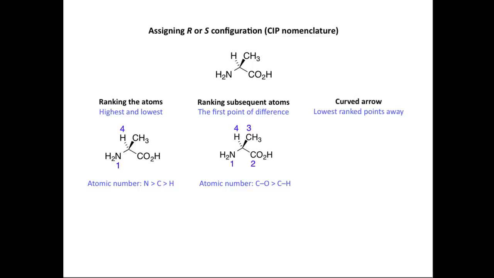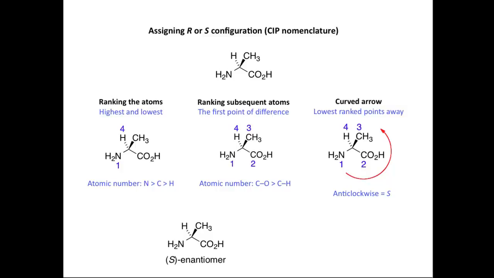All that remains now is to draw a curved arrow from the first to the second to the third priority group, but ensuring that the lowest priority group points away from us, which indeed it does in this particular case. So here is my curved arrow, and as you can see, the arrow is going anti-clockwise. As a consequence of that, this is the S enantiomer of alanine. If we look at the other enantiomer of alanine, which is this one here, that's the R enantiomer.